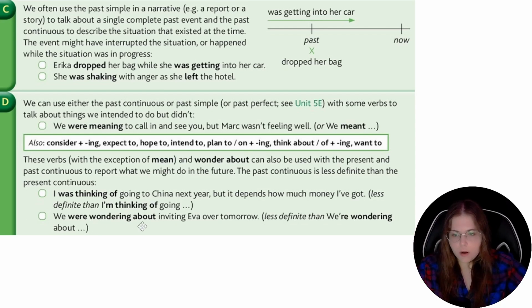We were wondering about inviting Eva over tomorrow. Less definite than we are wondering about. We were wondering means that it was in the past, and maybe now we have changed our mind. But if we use we are wondering, like now, right now, it means that maybe it is very likely that we will invite Eva over tomorrow.